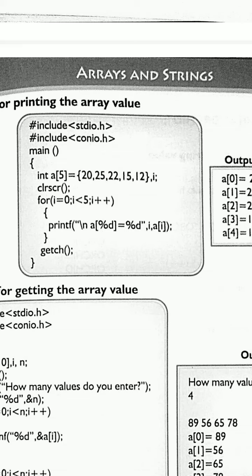So this will return true or false. If the condition is true, then the body of the loop will be executed. If the condition is false, then the body of the loop will not be executed. So after execution, it will come back here and update the instruction. So i plus plus is the update instruction.